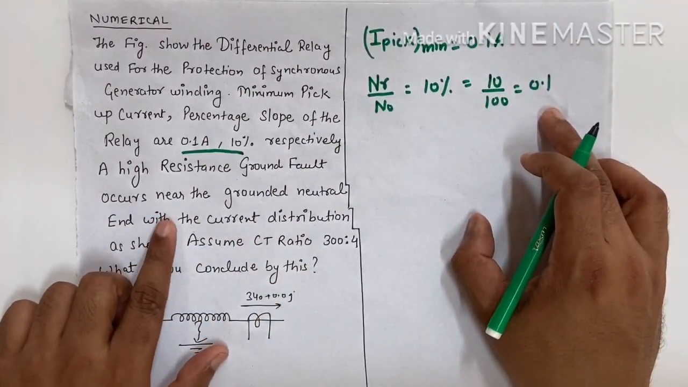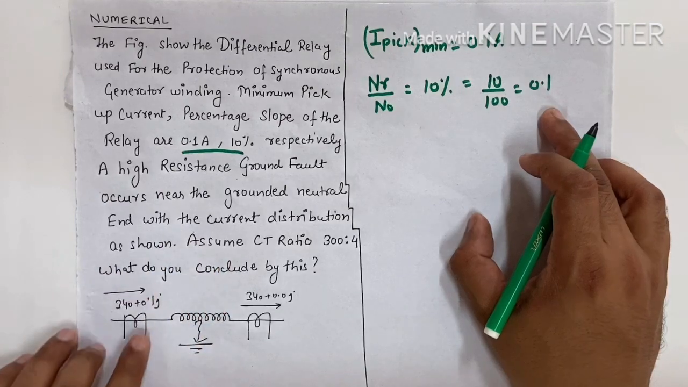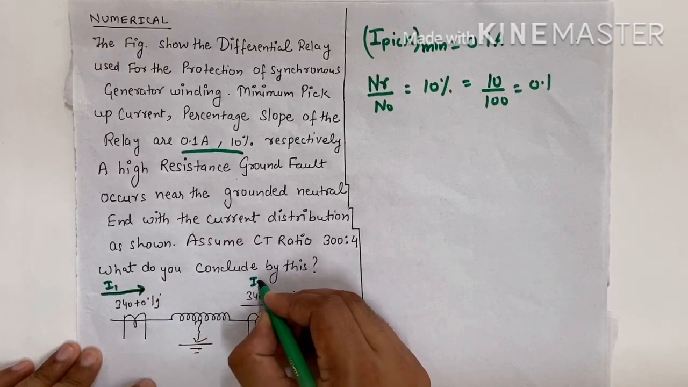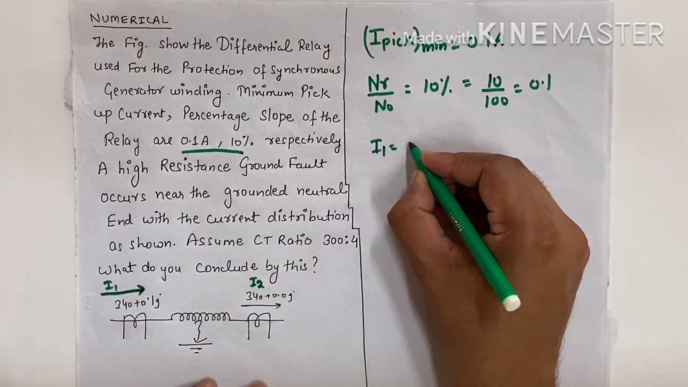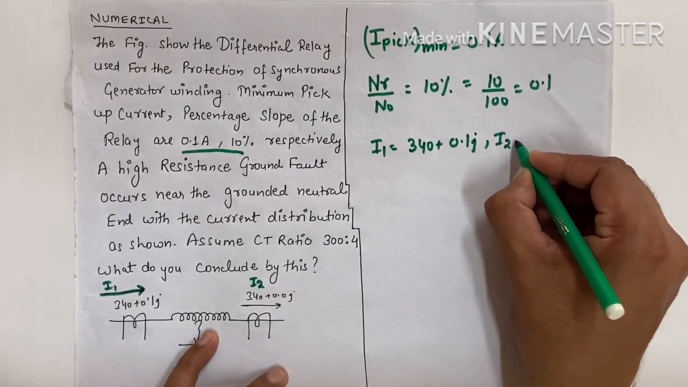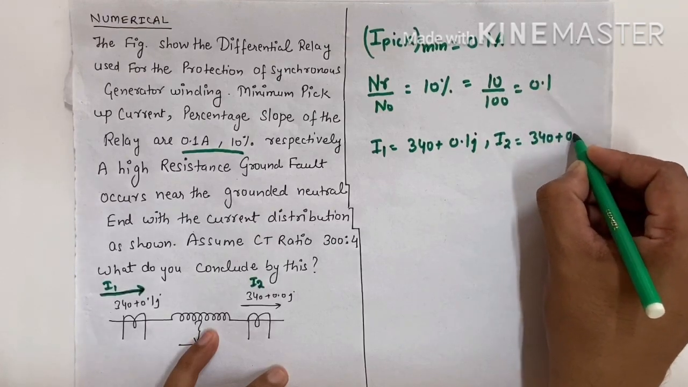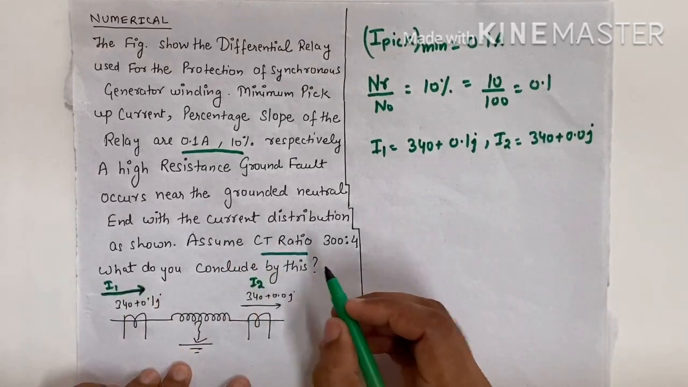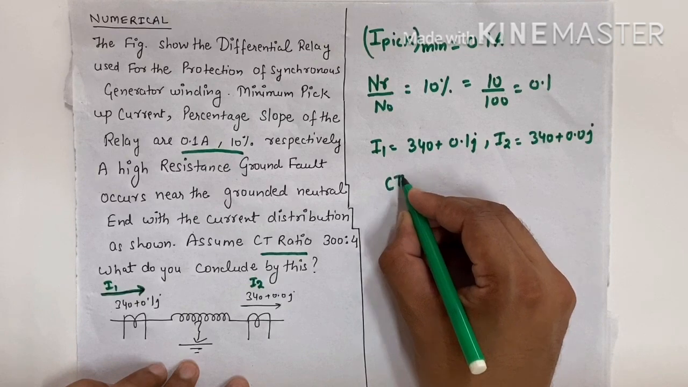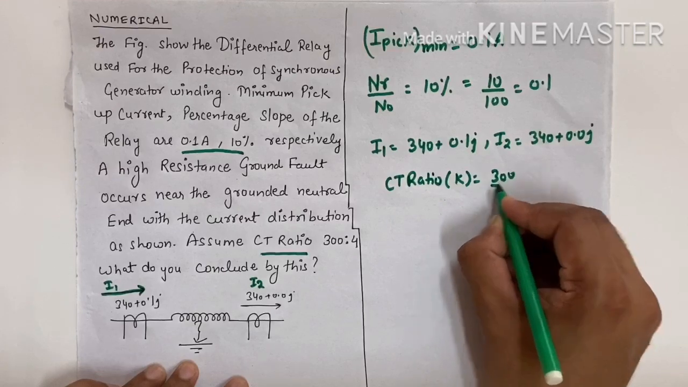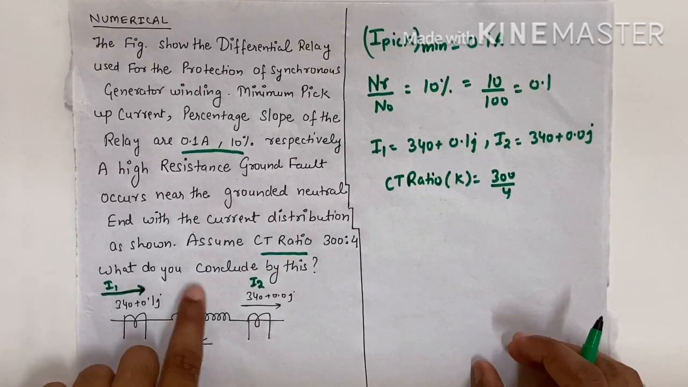A high resistance ground occurs near the grounded neutral end with the current distribution as shown below. This is the current distribution, this is I1 and this is I2. It is given here also, I1 equals 340 plus 0.1j and I2 equals 340 plus 0.0j. I1 and I2 are given. Assume CT ratio K equals 300 by 4. The CT ratio is given.